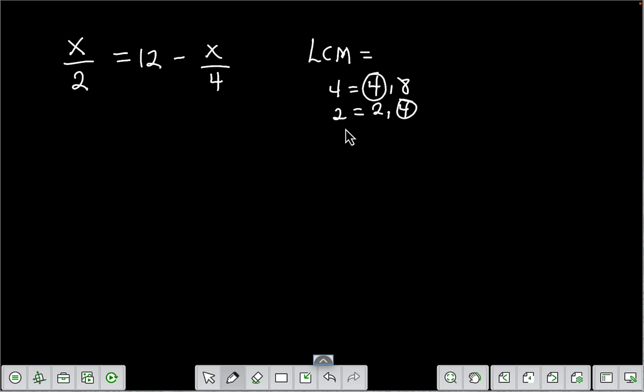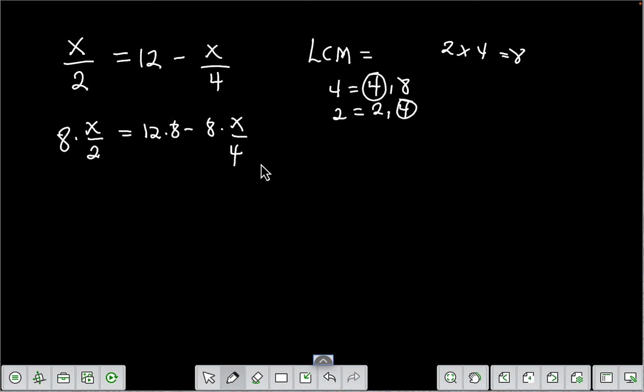But in case solving that is going to be a problem for you, just multiply the two numbers. 2 times 4 will give you 8, right? So now let's use that approach. 2 times 4 is 8. So let's multiply 8 by each term. We have multiplied 8 by each term, right?